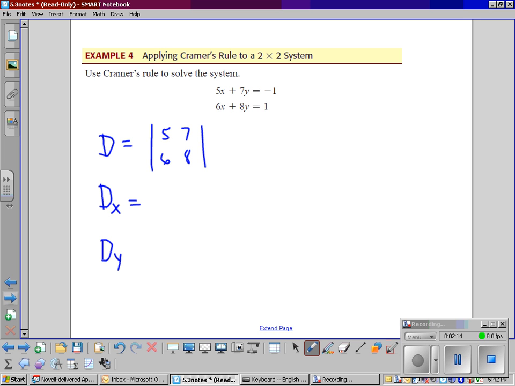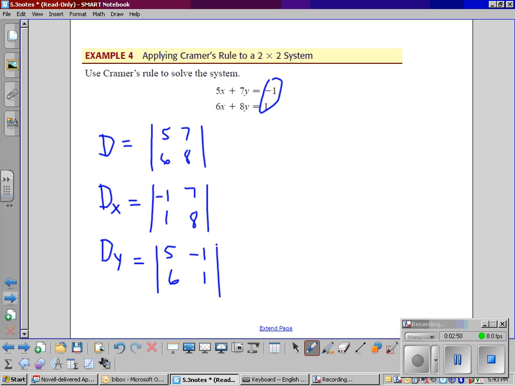I'm going to go ahead and set up my determinants, then I'll go back and evaluate them. To find D sub x, I want to take out my x column, and I want to replace that column with my constants column. So -1 and 1. The y column I'm going to leave alone. So for D sub x, replace the x column. On D sub y, I want to put my x column back in, 5 and 6, and I want to replace the y column with the constants, -1 and 1. So for D sub y, I replace the y column.